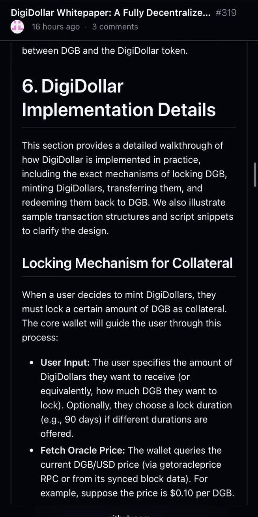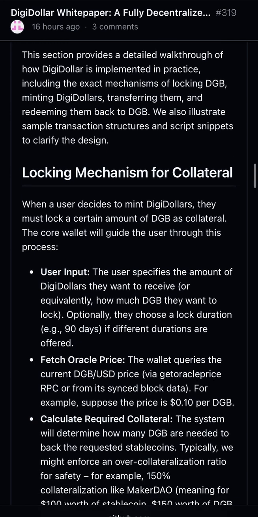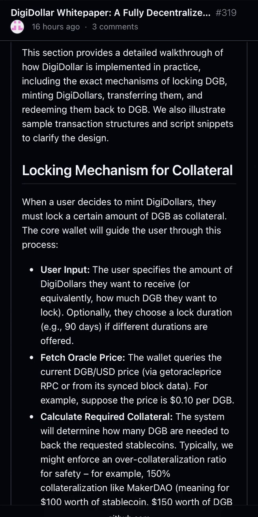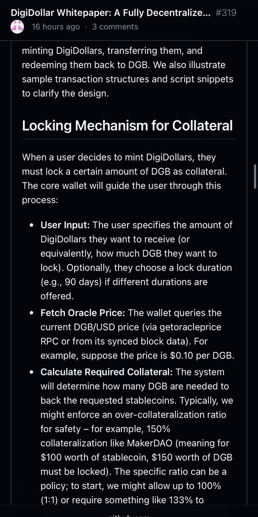6. DigiDollar implementation details. This section provides a detailed walkthrough of how DigiDollar is implemented in practice, including the exact mechanisms of locking DigiByte, minting DigiDollars, transferring them, and redeeming them back to DigiByte. We also illustrate sample transaction structures and script snippets to clarify the design.